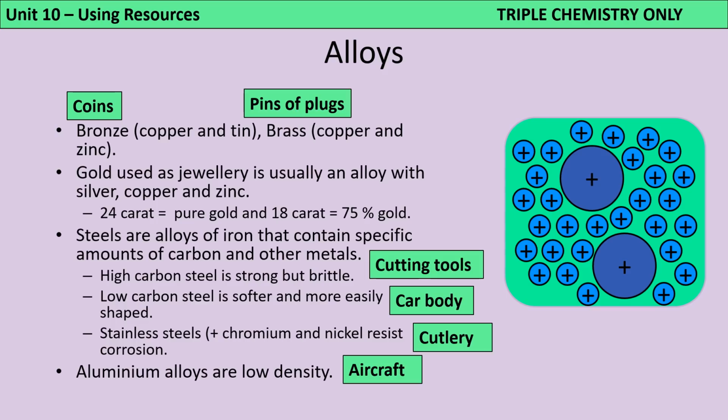So there's high carbon steel, which is strong but brittle, and this is used for making cutting tools, and low carbon steel, which is softer and more easily shaped, so it's used for making things like car bodies. Then we have stainless steels, which have small amounts of chromium and nickel, and these are resistant to acids, so they're really good for making cutlery. Finally, aluminium alloys are very useful because they're low density, so they're used for making aircraft.